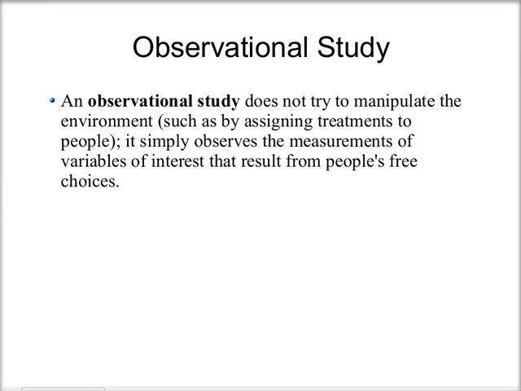Now let's talk about observational studies. An observational study does not try to manipulate the environment, so it does not assign treatments to people. It simply observes the measurements of variables of interest that result from people's free choices. So why would we want to do this instead of an experiment?